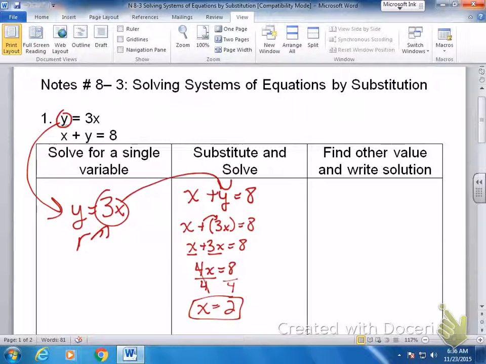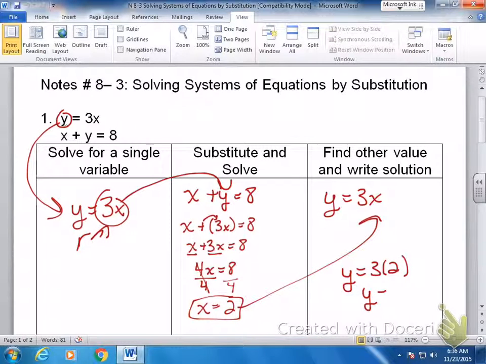Now what we can do is use that x to find the other solution. So what we do is we take either of our equations, it doesn't matter which. I'm going to use the y equals 3x because it'll be the easiest. And now I know what x is, so I'm going to plug it in. So I have y equals 3 times 2, so that means y equals 6. So now I have my x and my y, so I have a solution of x is 2, y is 6.